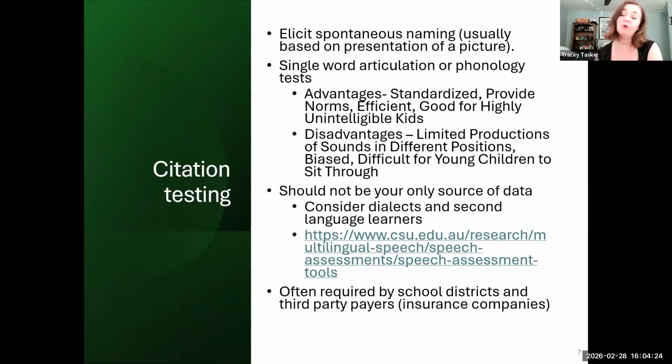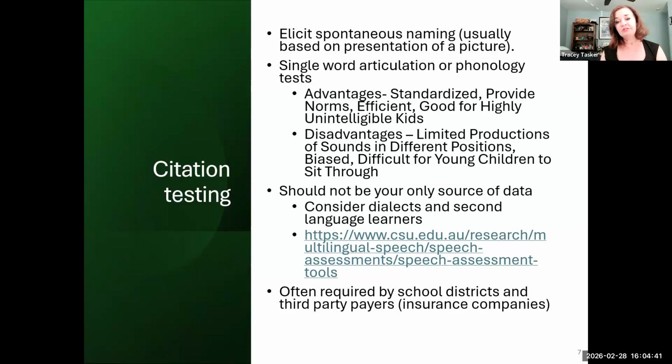If it's required by law, we have to use some type of standardized testing. They're very efficient. We can get them done in a pretty reasonable amount of time. They're really good for kids who are highly unintelligible because you know exactly what they're supposed to be saying for each one of the pictures.